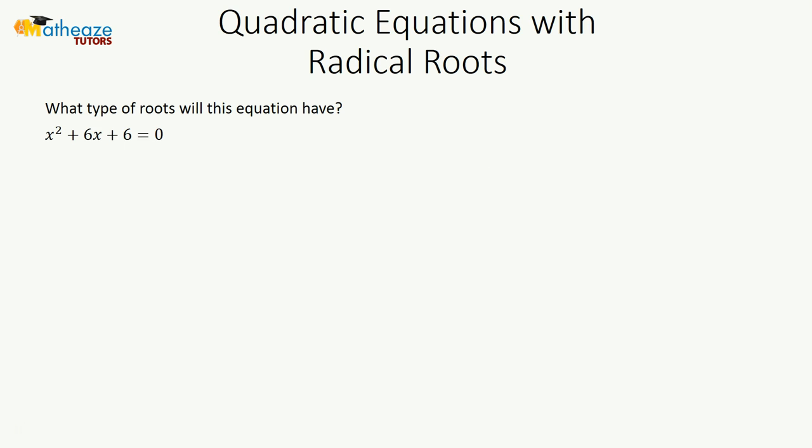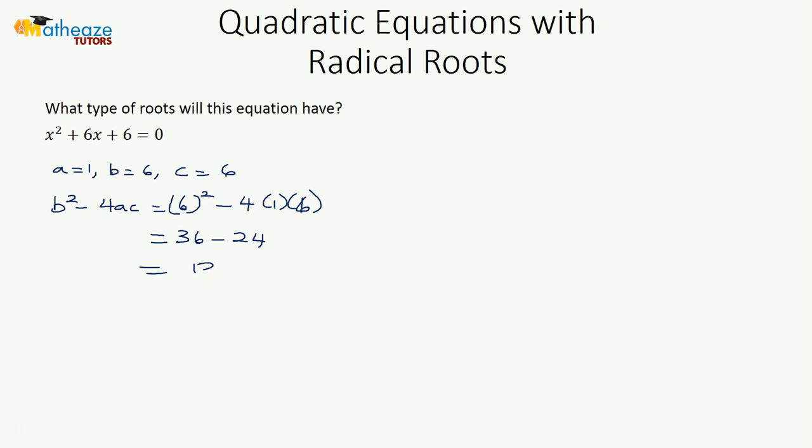So what type of roots will this equation have? The first thing we're going to do is find the values of a, b, and c. So a is equal to 1, b is equal to 6, and c is equal to 6. So b squared minus 4ac is equal to 6 squared minus 4 times 1 times 6, which is 36 minus 24, which is 12.